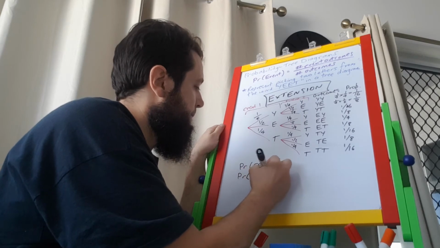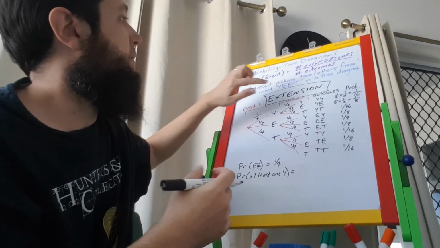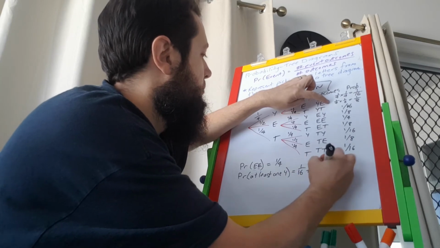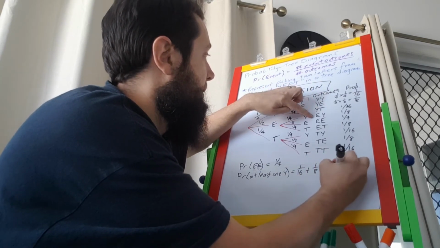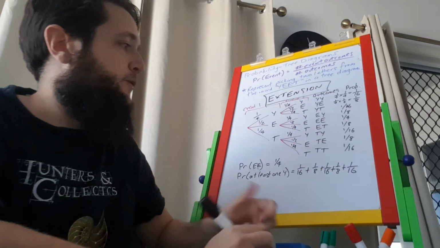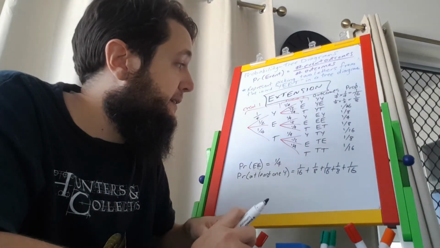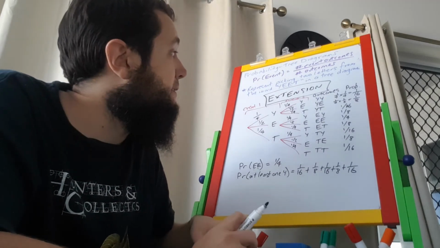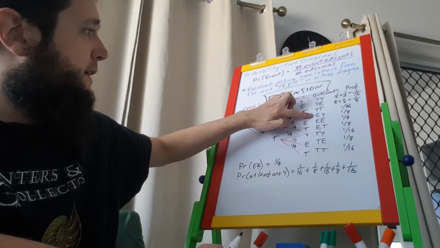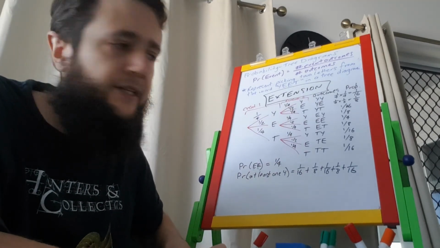But you're going to have things get a bit harder if you say the probability of at least one Y, because there's a number of outcomes that have a Y in it. So each outcome that has a Y in it, you'd have to add together 1/16 plus 1/8 plus 1/16 plus 1/8 plus 1/16. And you can put that in the calculator, but I'm going to show you how to not do it in the calculator, since this is an extension activity. Did I get them all? 1/16, 1/8, 1/16, 1/8, 1/16. Yep, they're all the outcomes that have a Y in it.